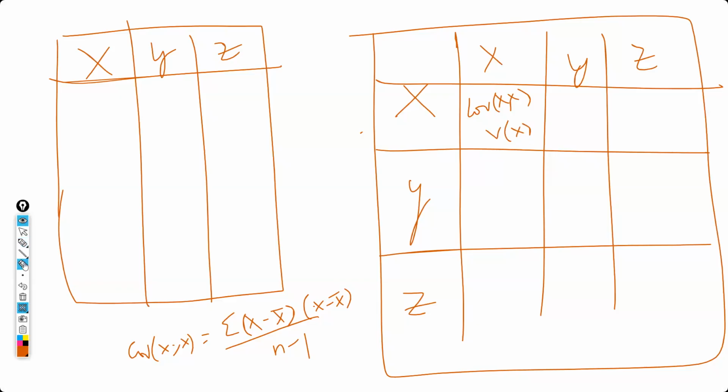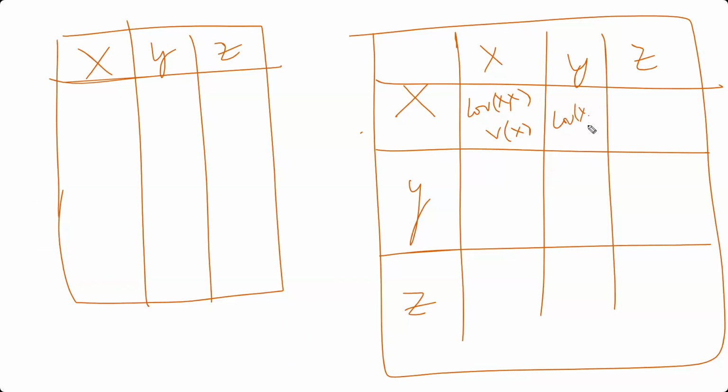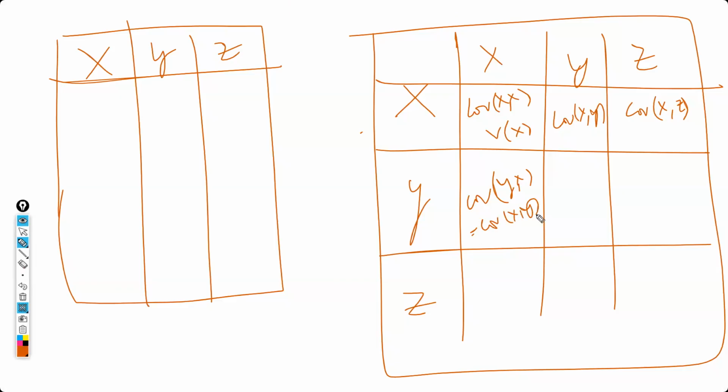Right. Now coming to the next ones: covariance of X comma Y, followed by covariance of X comma Z. This is covariance of X comma Y. This is covariance of X comma Z. This is covariance of Y comma X. Y comma X is nothing but X comma Y. Both are same. What is this one? Variance of Y, because covariance of Y comma Y means variance of Y.